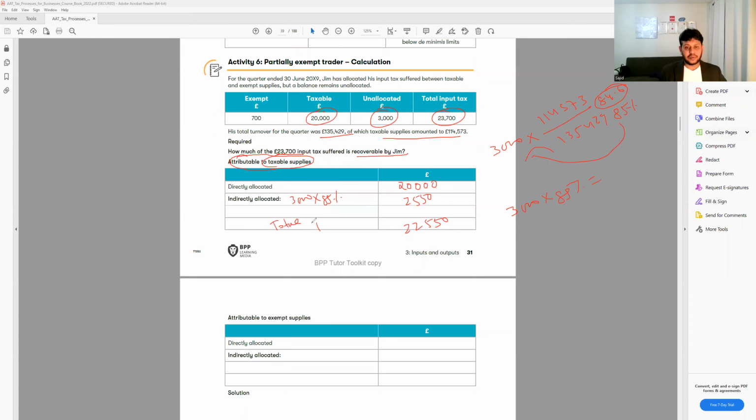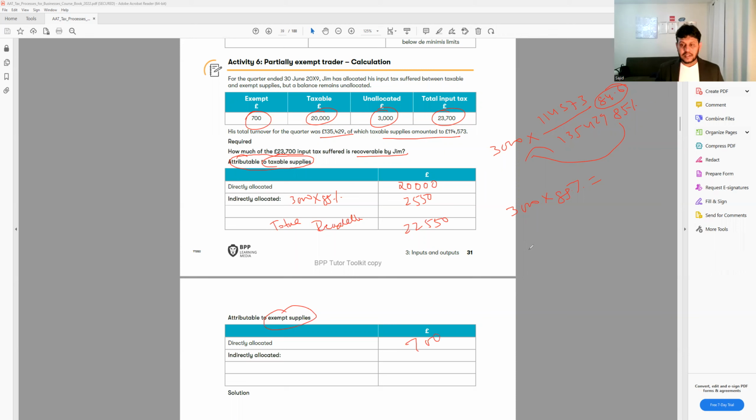So this is recoverable. I can recover everything because taxable, I have no problem. The question is the exempt one. Can I claim the exempt one or not? Now with the exempt supply, the directly attributable, I know this 700 is relevant to the exempt. So 700 directly is gone.